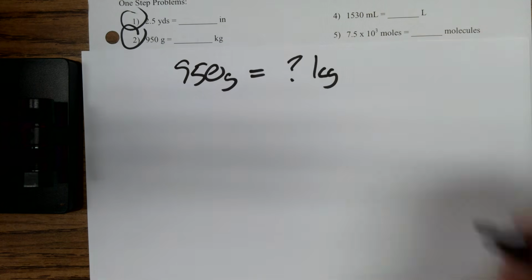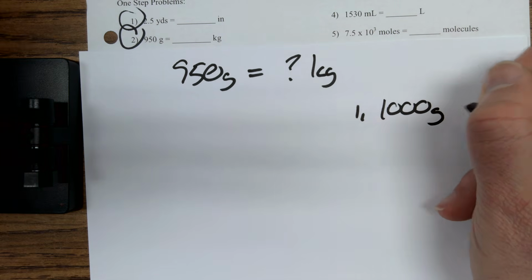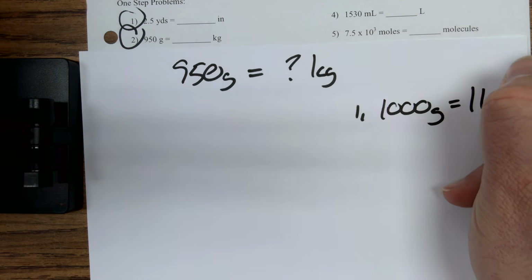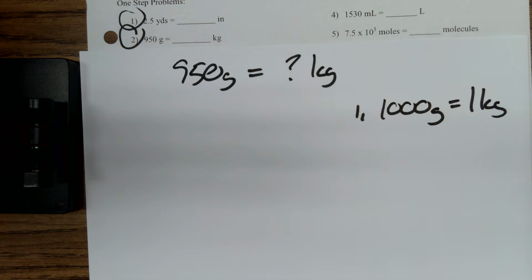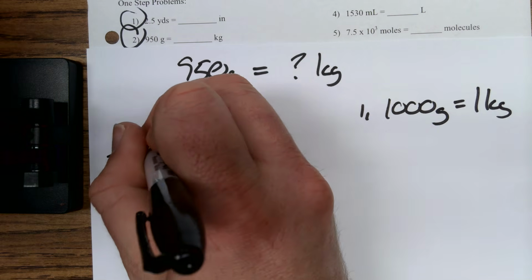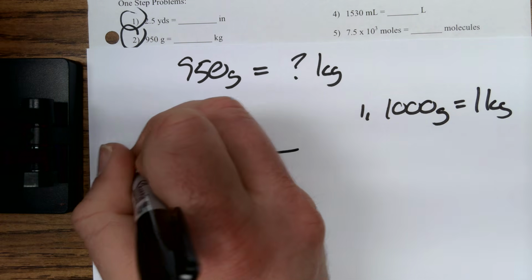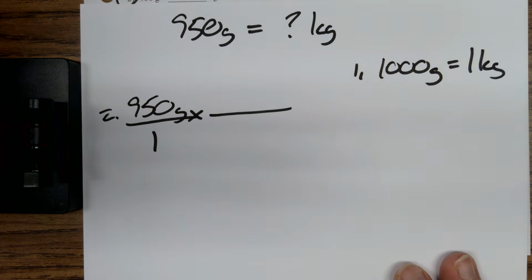So step 1 is I write out my equality. 1,000 bases equals 1 kilobase, or 1,000 grams equals 1 kilogram. Step 2, I rewrite my problem. 950 grams. I'll turn that into a fraction just to make life easier.